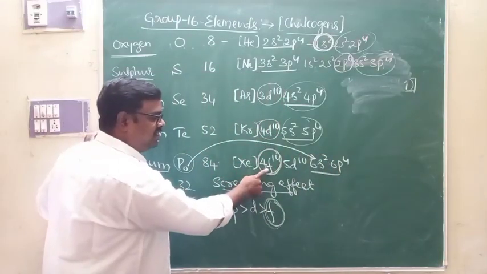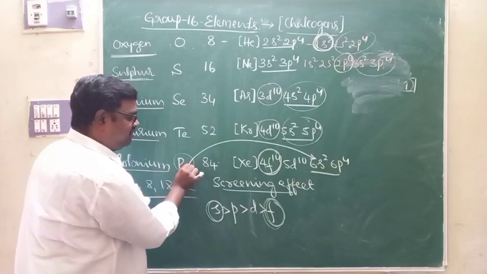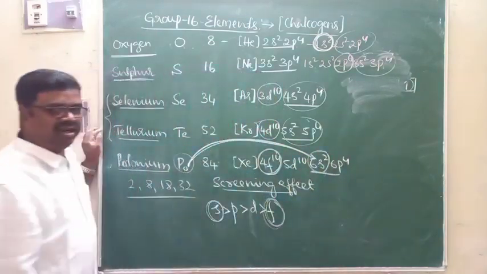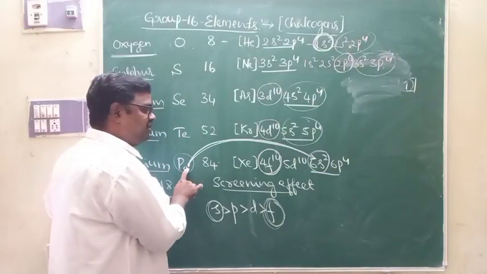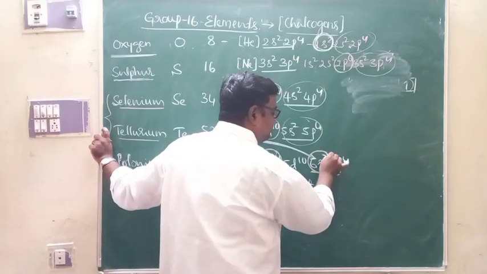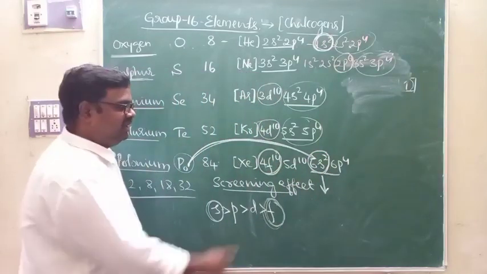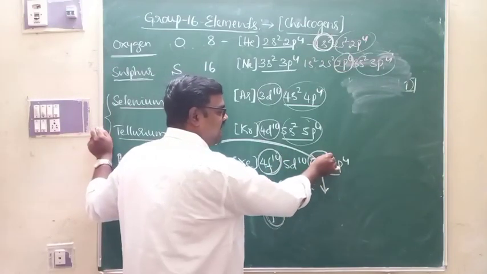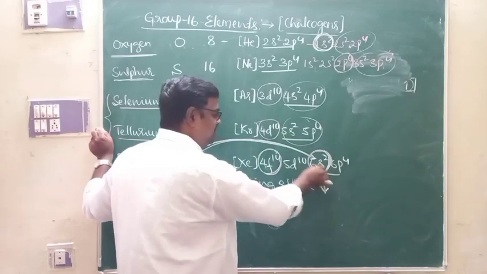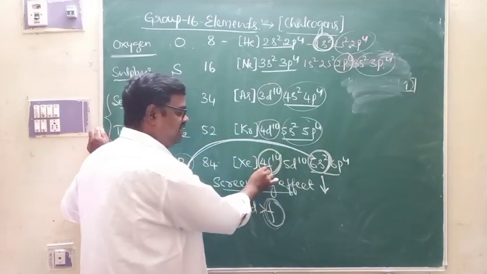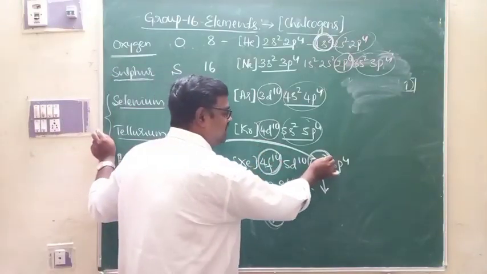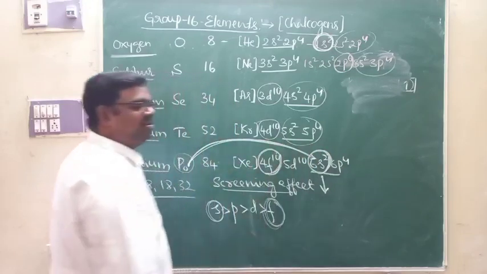Because of the poor shielding effect of f orbitals, the nucleus of polonium strongly attracts the s electrons present in the outermost shell. Because of that strong attractive force between the nucleus of polonium and the s electrons, these s electrons become chemically inert. That chemical inertness, or non-reactivity, of s electrons due to the poor shielding effect caused by f electrons is called the inert pair effect. Because of this inert pair effect, these s electrons do not take part in bonding easily.